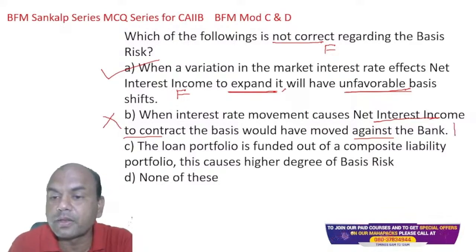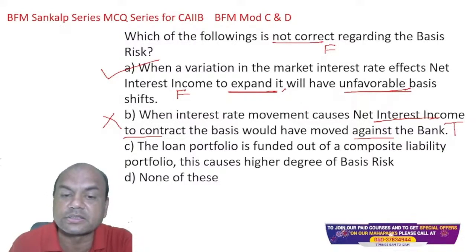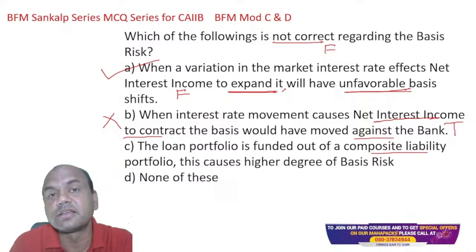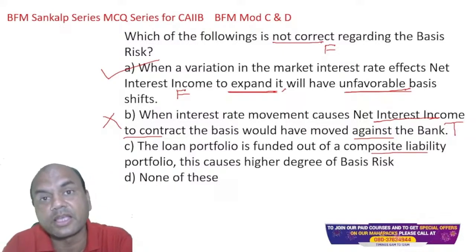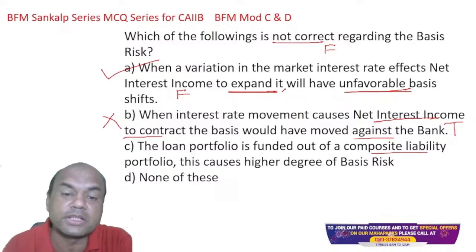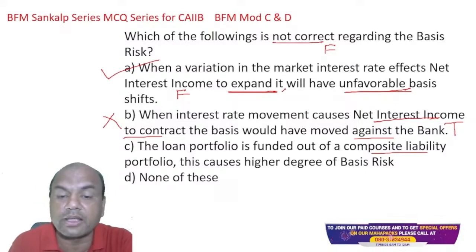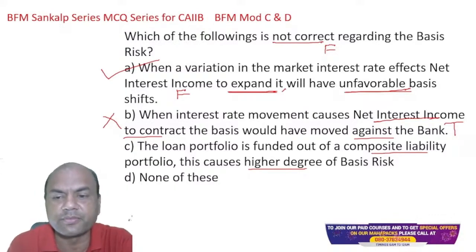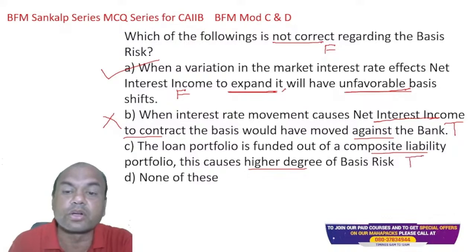The loan portfolio is funded out of a composite liability portfolio. This causes a higher degree of basis risk. See here, composite liability. Composite means various liabilities. Liabilities can be saving, current, FD. So if I am having the composite liabilities, this will cause a higher degree of risk to me, obviously, because all will change in different magnitudes. So that is true. We want a false one.